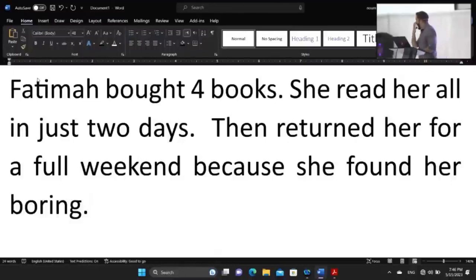Does that sound right? Can you fix it? Any volunteers? Can you read that and fix it? Yes, young man, please. Fatima bought 4 books, so far so good. She read her all. She read, replace the word her with something else. That makes sense. She read them all. She read them all in just 2 days. Then returned them for a full weekend because she found them boring. Every time I was supposed to use them, I was using what?